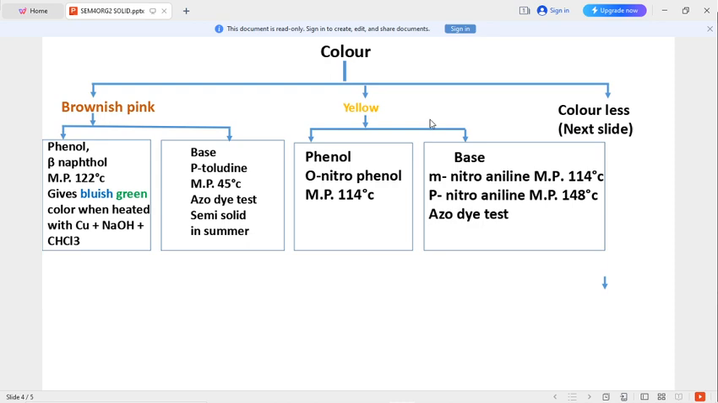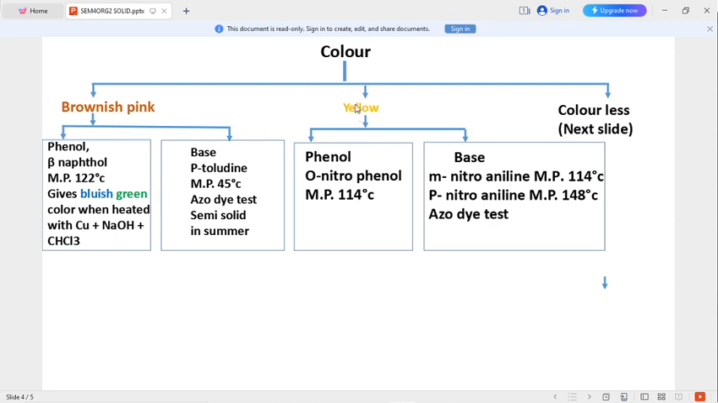Now when the color of your compound is yellow or yellowish, again check the nature. If it is a phenolic compound, then the only compound which is yellow and a phenol in your curriculum is orthonitrophenol. So just check its melting point, which is 114 degrees Celsius.